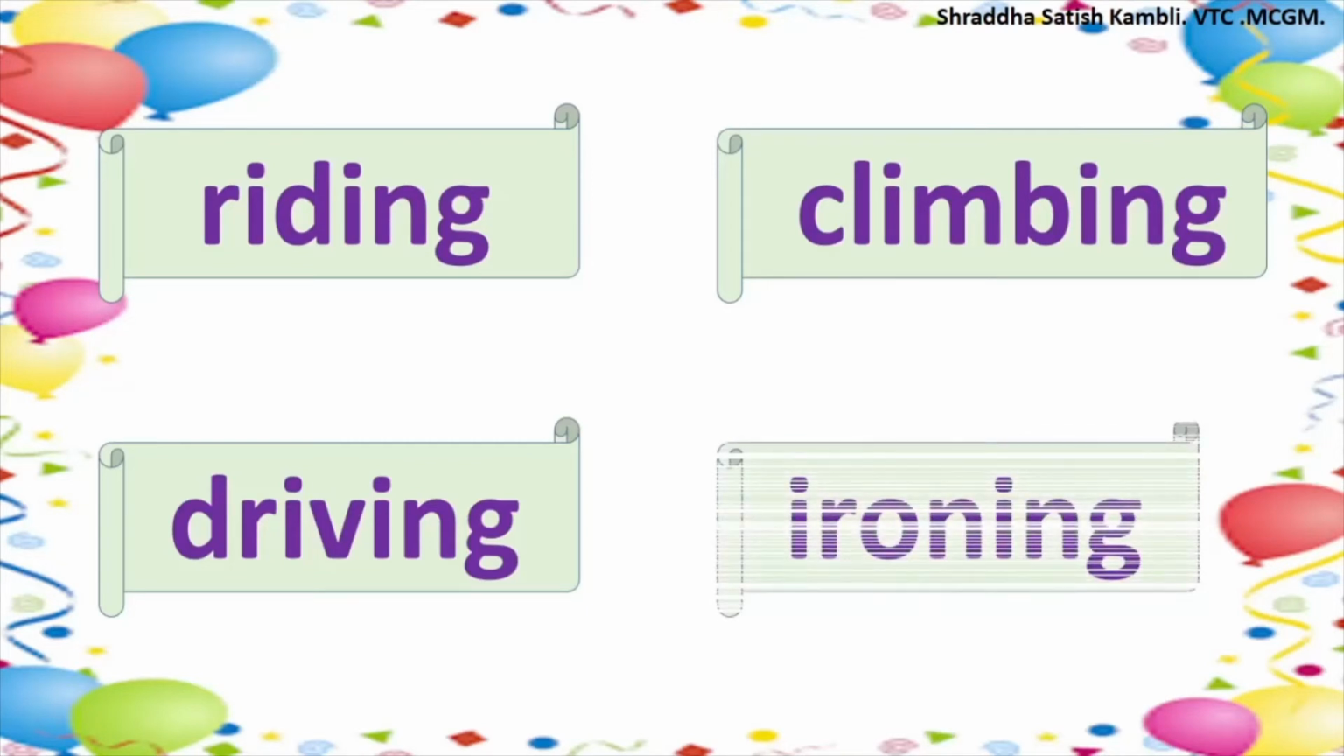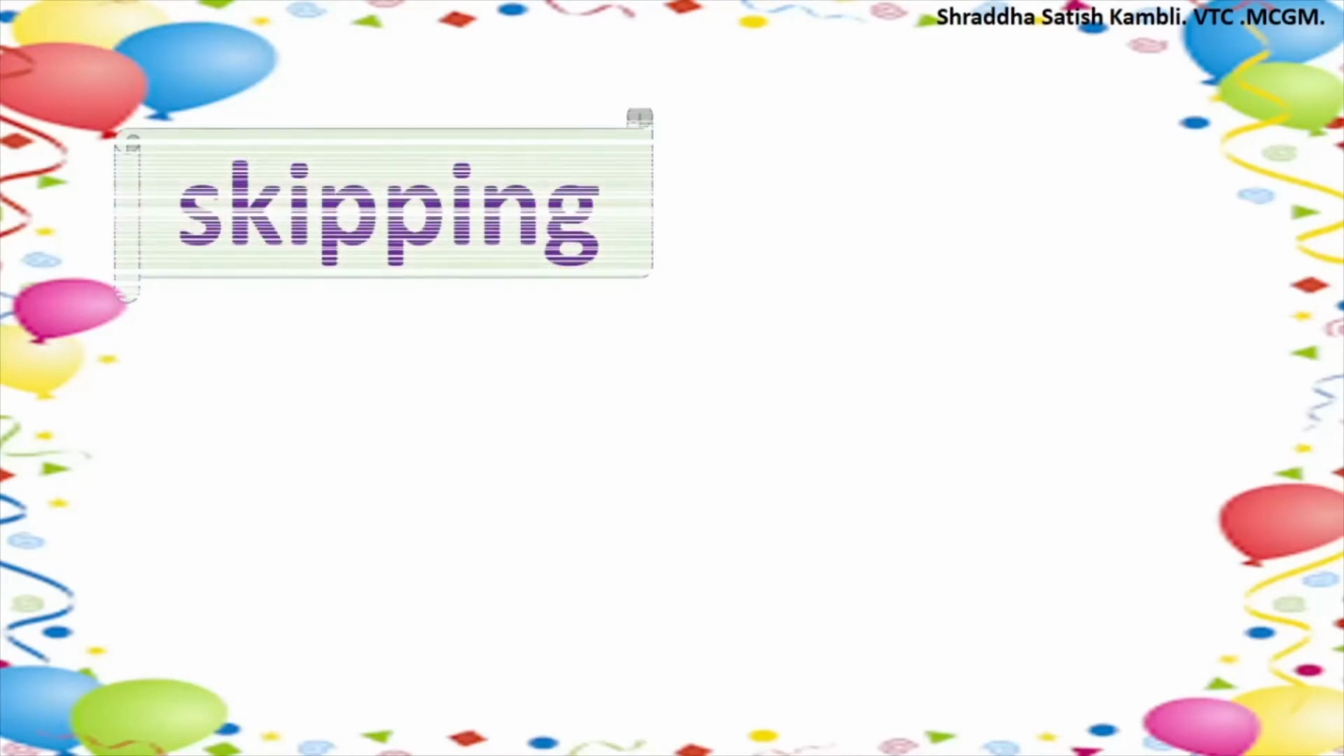A man was ironing clothes. Ironing. I-R-O-N-I-N-G. Ironing. Okay, let's go to the next one now. So here you have the next action that we saw, the action of skipping. S-K-I-P-P-I-N-G. Skipping. So who was skipping?